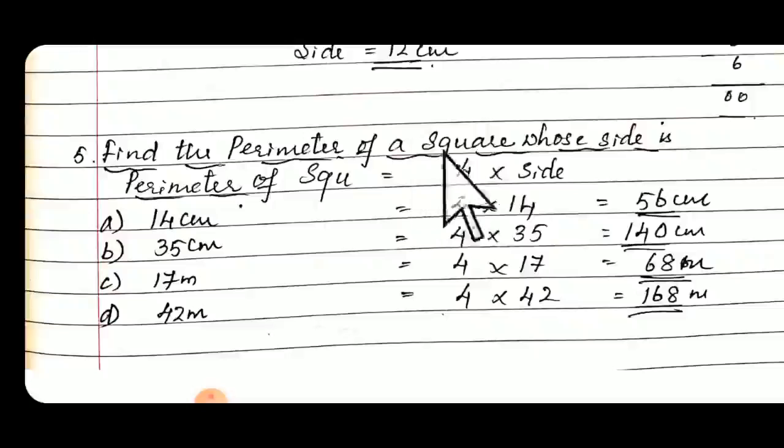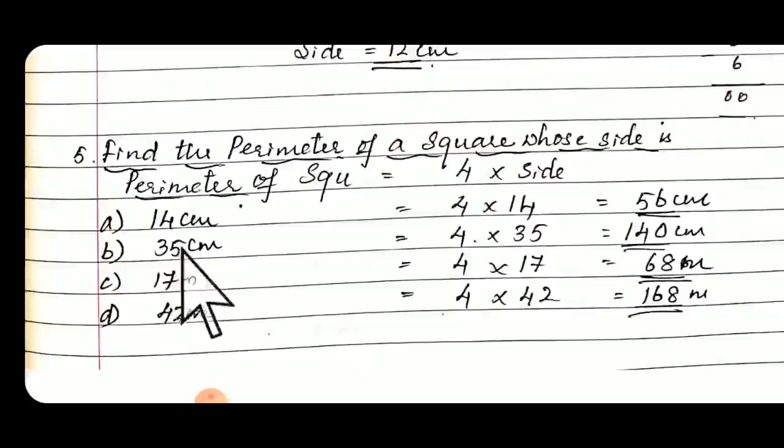Then, find the perimeter of a square whose side is given. One side they have given, and you need to find perimeter. Perimeter of a square is equal to 4 into side, that is the formula, 4 because 4 sides. Question A: if one side is 14 centimeter, what will be the perimeter of a square? 4 into 14, if you multiply, you will get 56.